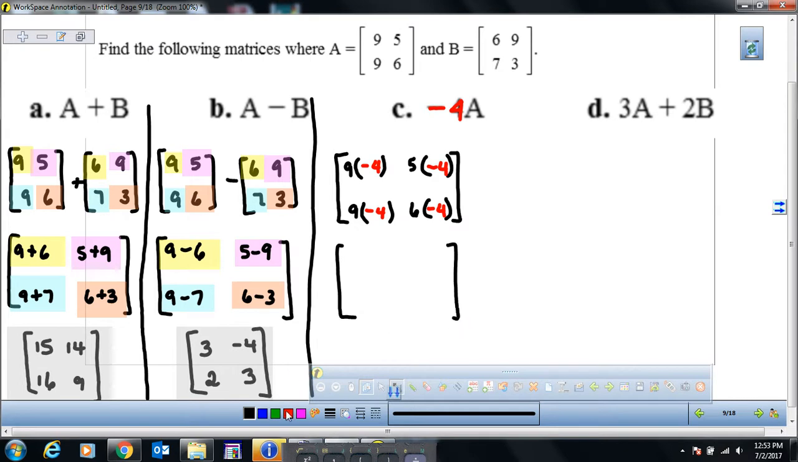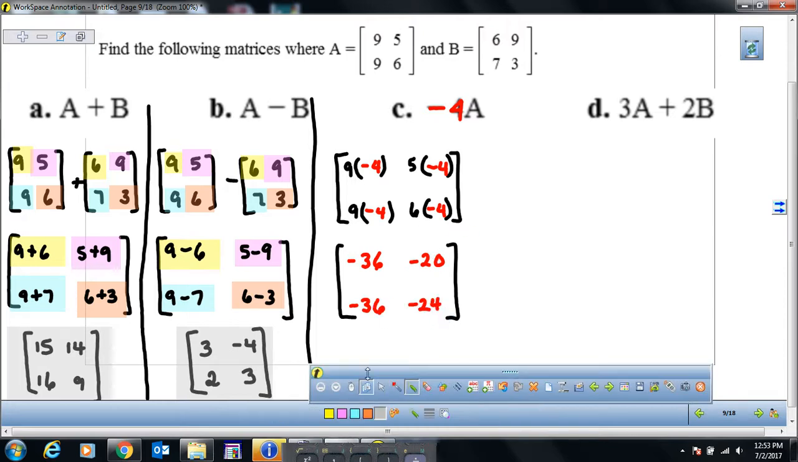And if we do that, negative 9 times negative 4 is negative 36. 5 times negative 4 is negative 20. 9 times negative 4 is negative 36. And 6 times negative 4 is negative 24. And this is the solution for my matrix negative 4A.